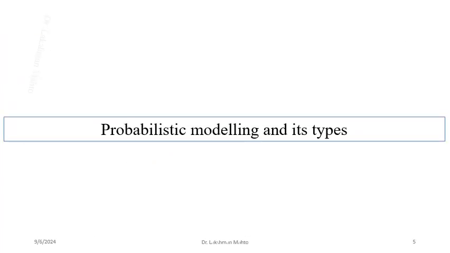Now, I will talk about probabilistic modeling. We discussed three basic components of probabilistic modeling. What are those? Sample space. And how do you compute the sample space? In two steps. First, you identify a general outcome. Then in the second step, you list out all possible outcomes. Then you get the sample space.